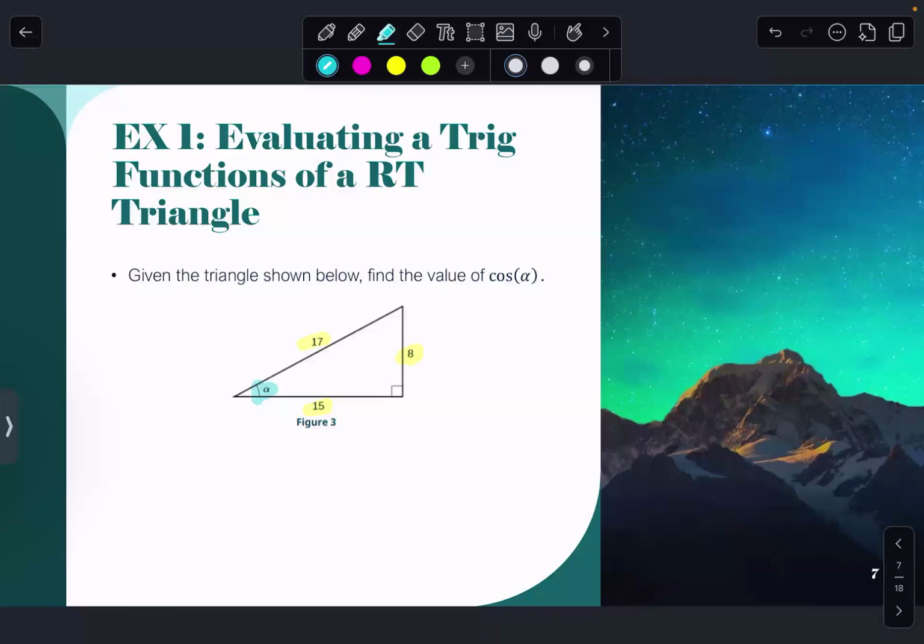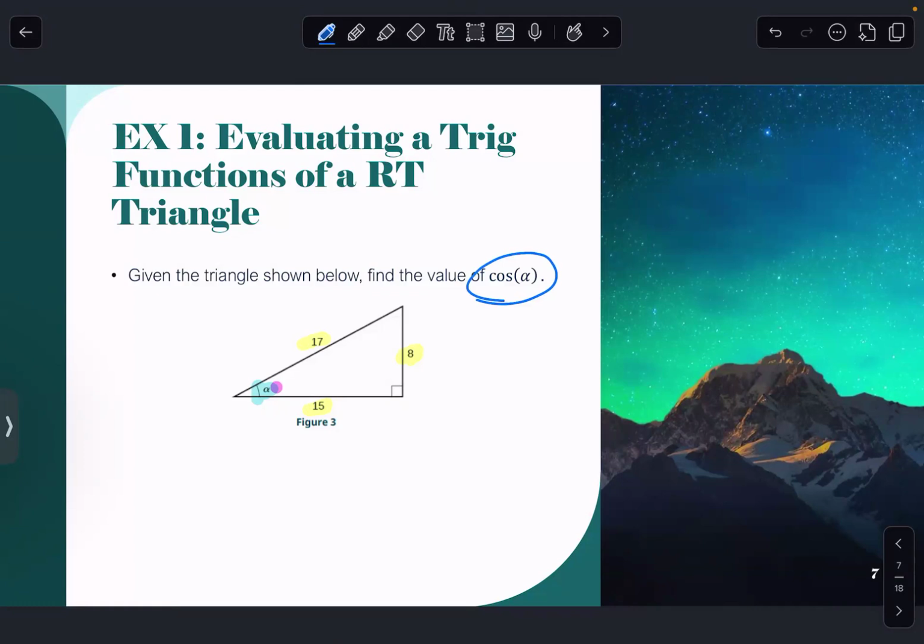If we're missing alpha, then we're going to use one of our trig functions. The way I choose depends on the information that I'm given and what I need. In this case, I have all of the sides, so I can use any of those that I would like. But since I'm looking for this angle, maybe I could use the adjacent and the hypotenuse. And why do I want those?